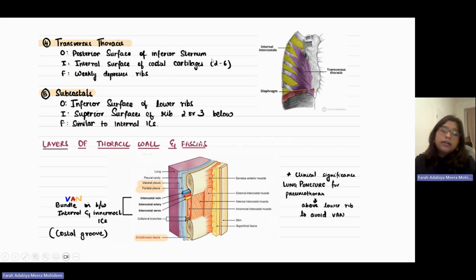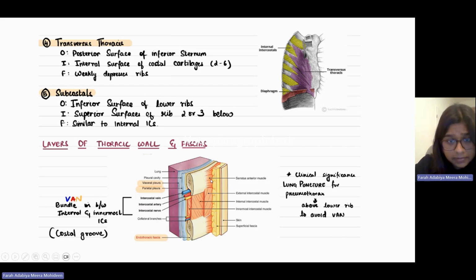Now we'll talk about the layers of the thoracic wall and the fascias, right? When you talk about layers of anything, you start in terms of order, from outside to inside. You can see in this picture, the first layer is the skin. Then you have the superficial fascia, thoracic fascia, right? And then you have subcutaneous tissue, right? You can just go through this particular diagram.